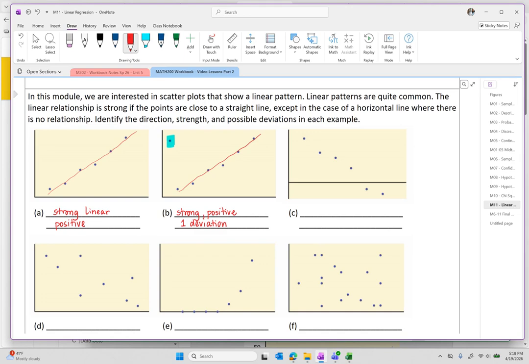Scatterplot C. This looks like the points are relatively close to a straight line that is descending. So this is a strong linear correlation. Remember, we are interested in linear, and it is a negative correlation. As x increases from left to right, y decreases and it drops from the top to the bottom.